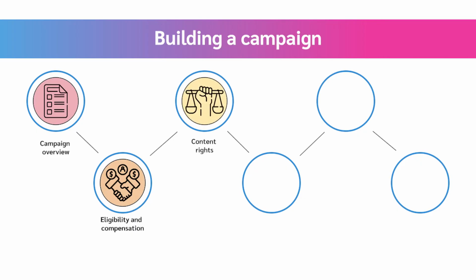Next in the process is content rights. One of the most important things in an influencer campaign is setting expectations around who owns the content after it goes live. Our transparent dashboard makes it very easy for you to set clear rules around who is going to have usage rights to the content and how long it will last.